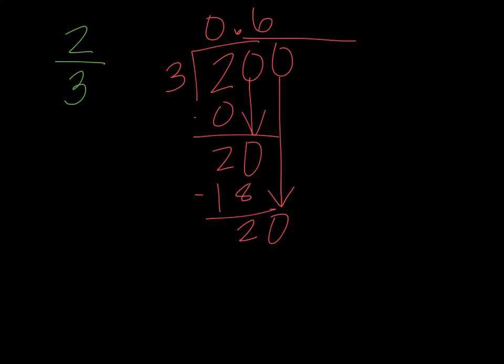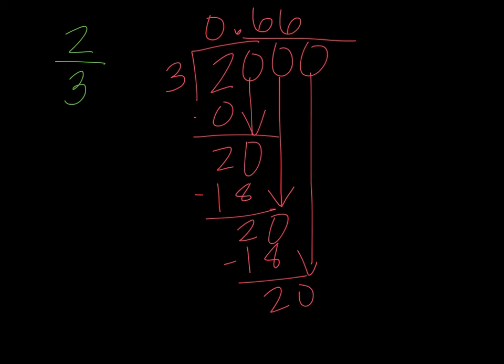3 goes into 20 6 times again. 3 times 6 is still 18. Bring down a 0. 3 goes into 20 6 times again. And so it's going to keep repeating 6's, so 2/3 equals 0.6 repeating. And we show the repeating with a line above the number that's repeating.